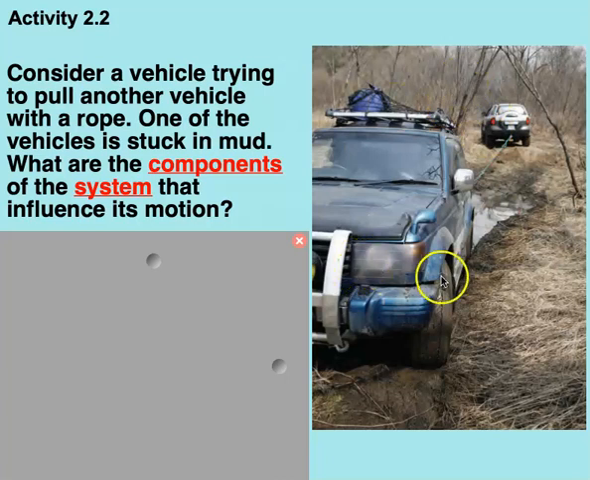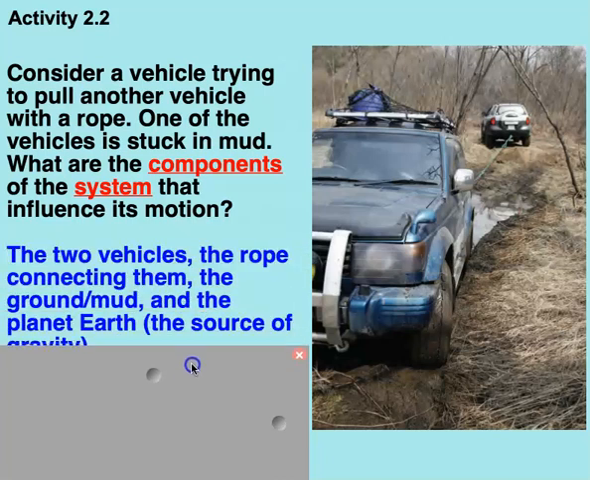So if we look at the picture, think about what the different parts of the system are. We've got one vehicle. We've got a second vehicle. We've got the rope. We've got the ground. And then we're going to be talking about one other part that people don't often consider when we think of physics. So again, the two vehicles, the rope connecting them, the ground or the mud, and the planet Earth. You might be thinking, why the Earth? We're already talking about the mud, that's the Earth, right? Well, whenever we talk about the Earth, we are thinking of gravity. Gravity pulling things down. And that's important to know when we're dealing with forces.